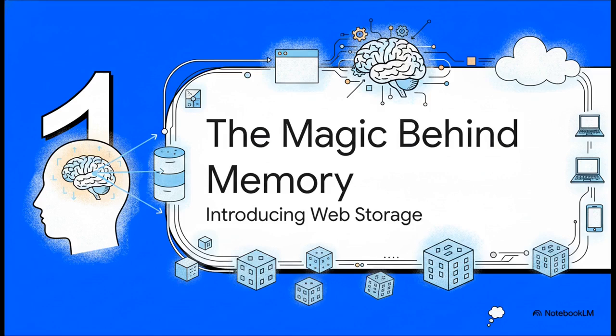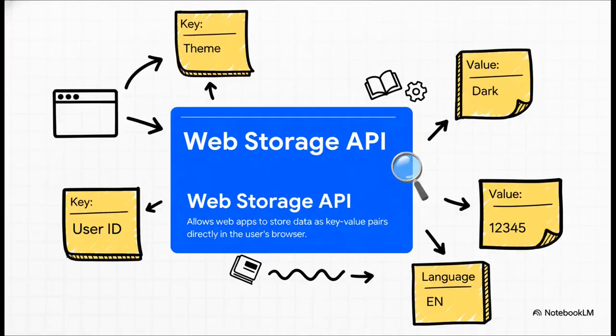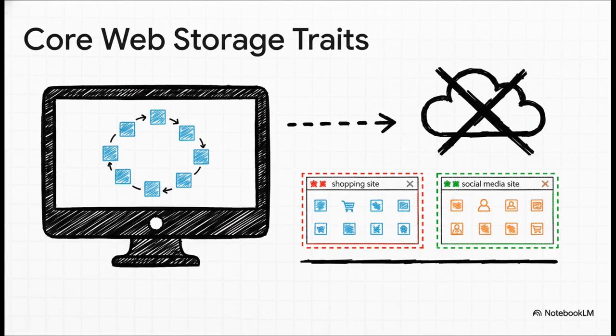And you can think of it as giving a website a tiny little brain that lives right inside your own browser. The way this API works is it lets websites store information in these simple little things called key-value pairs. Seriously, just think of it like a bunch of digital sticky notes. The key is the label, like theme, and the value is what's written on the note, like dark. The website just writes these notes and sticks them inside your browser, so it can read them later. Simple as that.